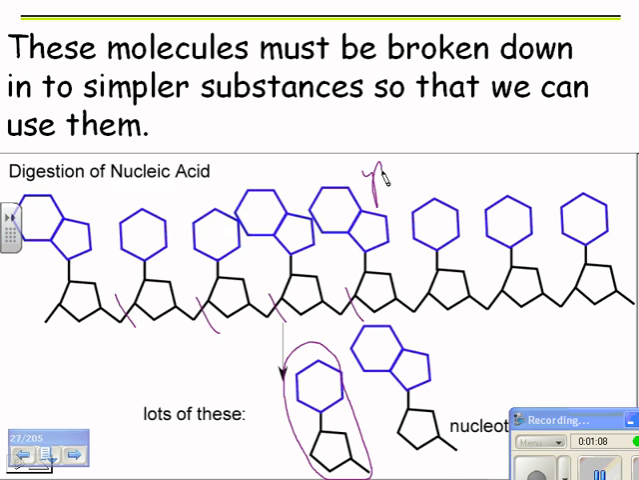So you're breaking down polymers into monomers. And that is what your digestive system does. It takes a polymer of carbs or of lipids, in this case it's a polymer of nucleic acids, and breaks it down into the monomers. These molecules must be broken down into simpler substances so that we can use them.